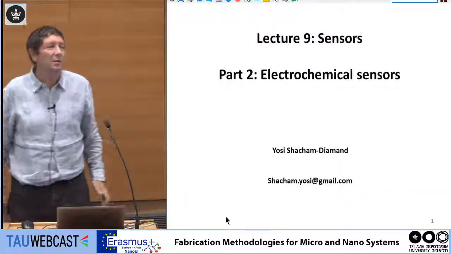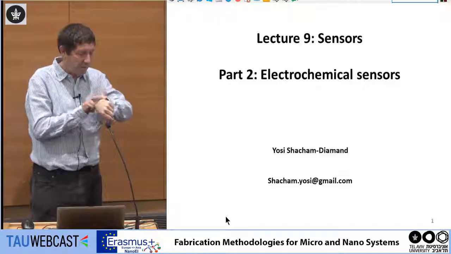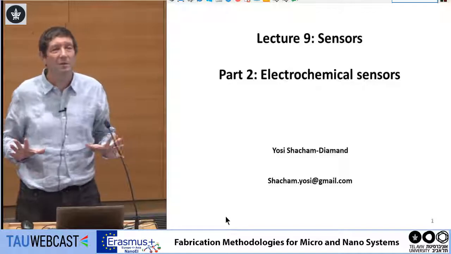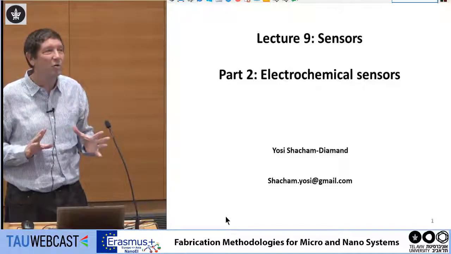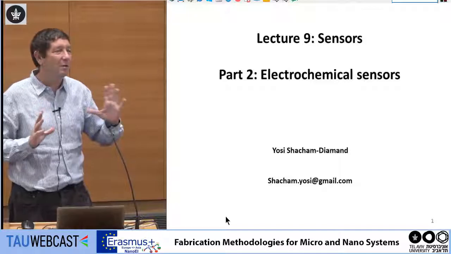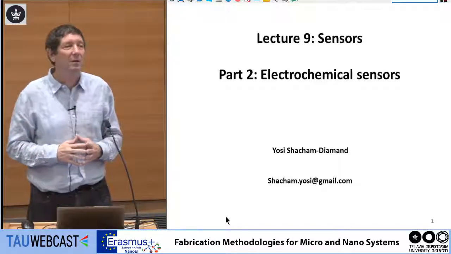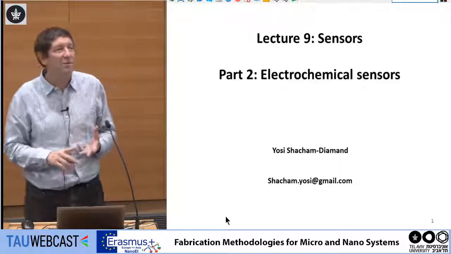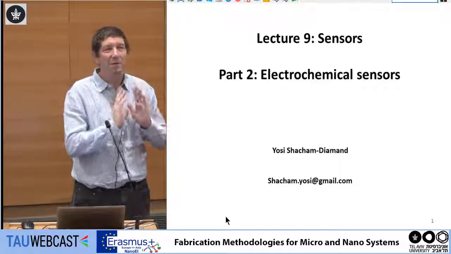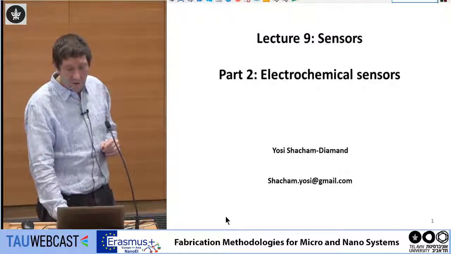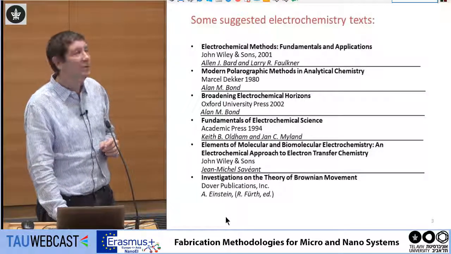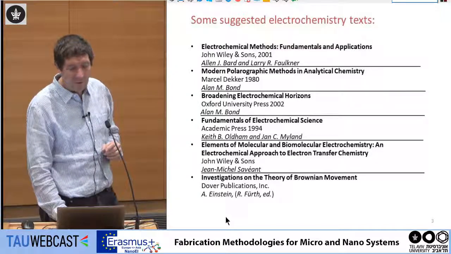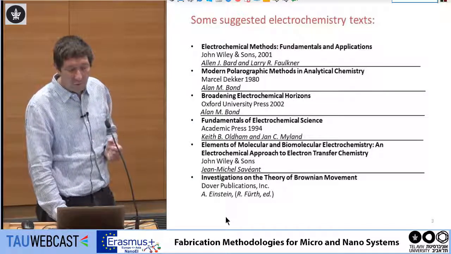Electrochemical sensors. We have about 1.5 hours until the end of the lecture today, and let's focus on electrochemical sensors. I decided to choose them because it's a combination of processes and technologies which are very relevant to the class. Again, I'm not talking about gas sensors and other sensors, but let's at least take one topic and cover it. Since most of you are not experts in electrochemistry, I just put here some suggested electrochemistry texts. If you want to know more, this is a list of books.